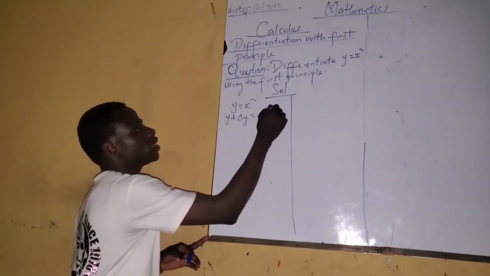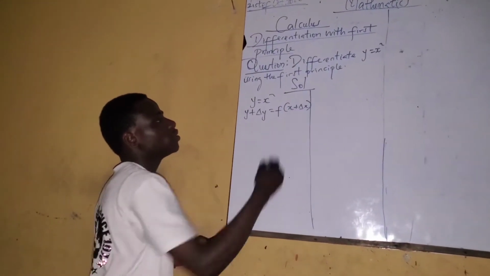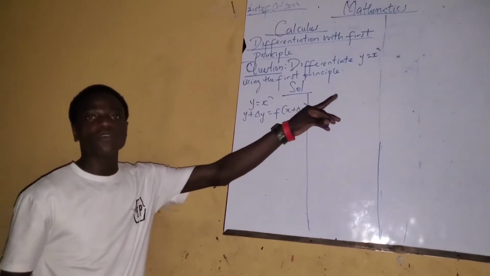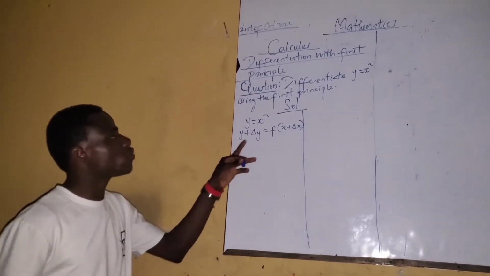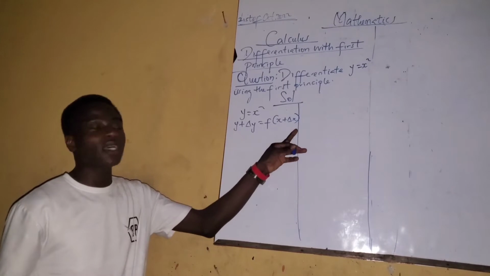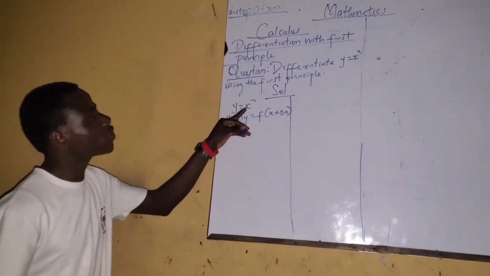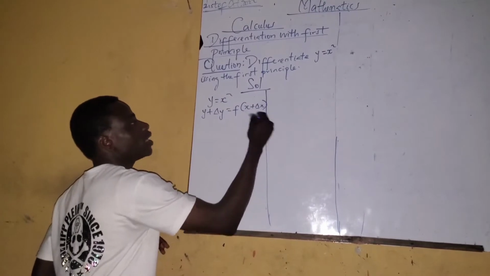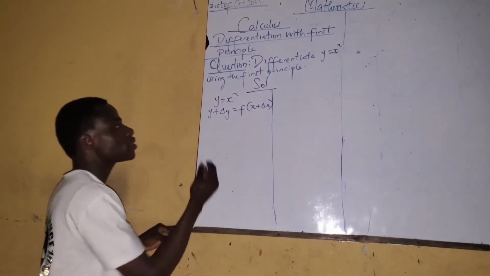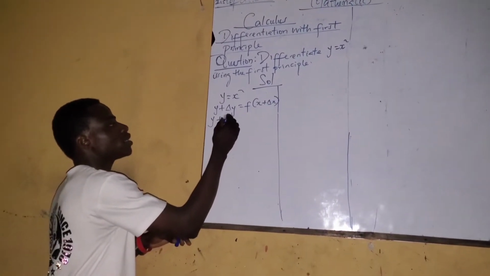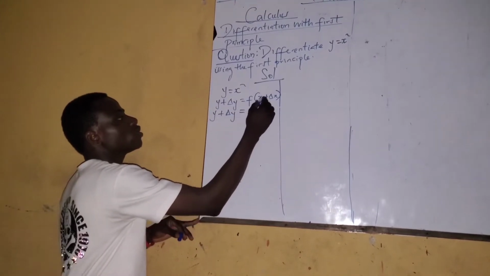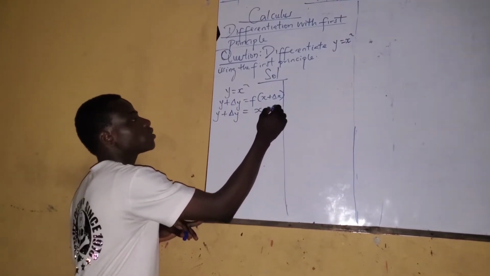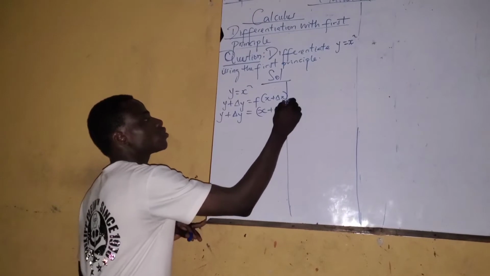F into bracket x plus delta x. This is what we use of function in x. So we say y plus delta y equals function of what? X plus delta x. So our y is equal to x squared. So you substitute our x plus delta x as our x here. So we say y plus delta y is equal to x plus delta x all squared.